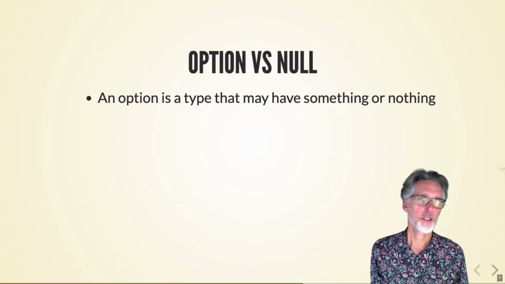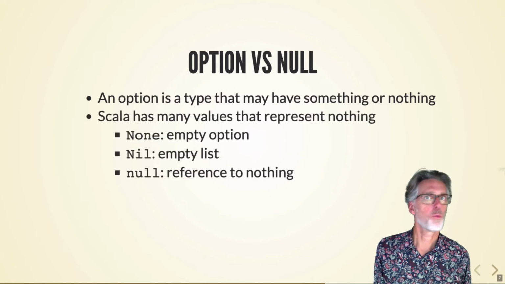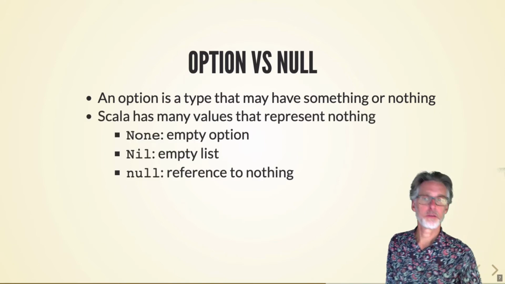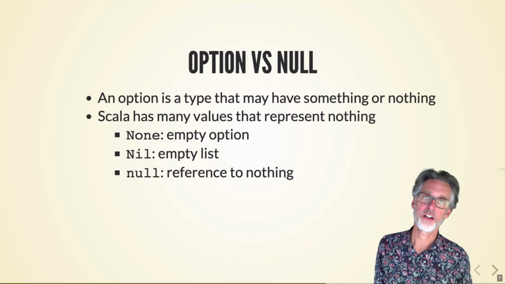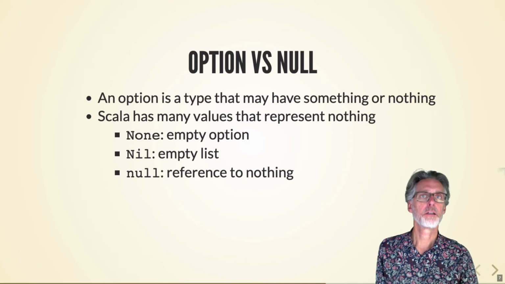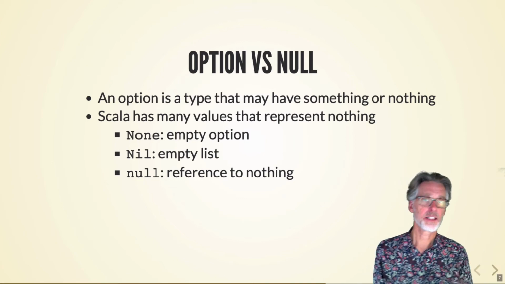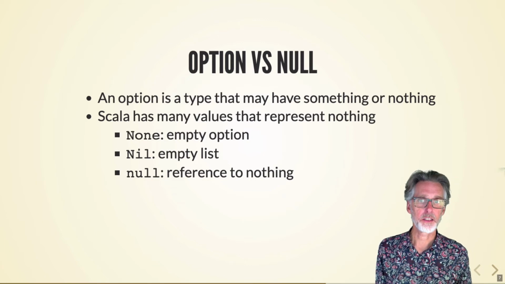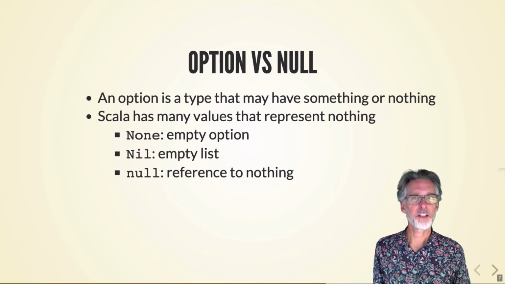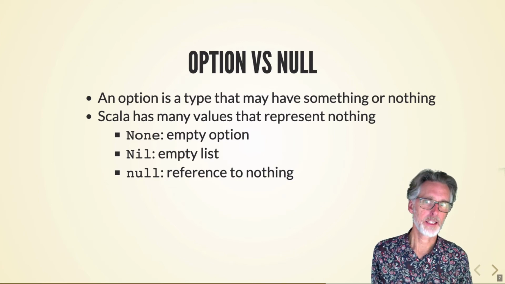Option types tell us that something is missing, and we've already seen a few ways of saying that in Scala. In fact, Scala has None, Nil, and null, all of which are ways of saying that something that might have been there isn't. So None is the empty option. Nil is the empty list. Could have been a Cons. And null is the empty reference. It's a reference that hasn't been initialized.